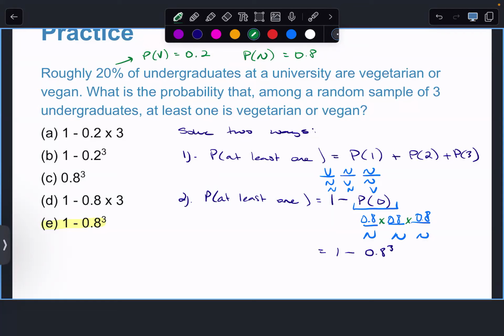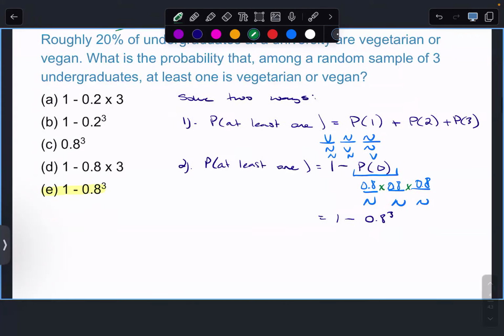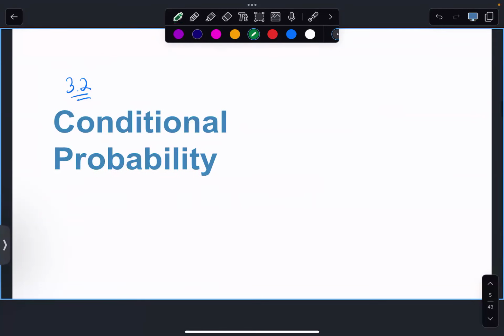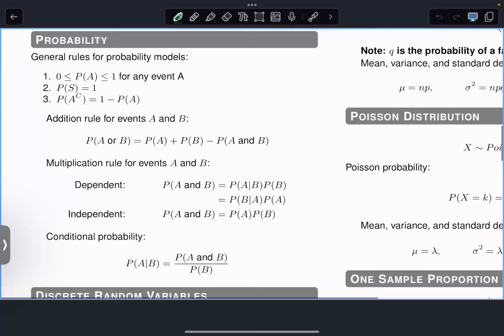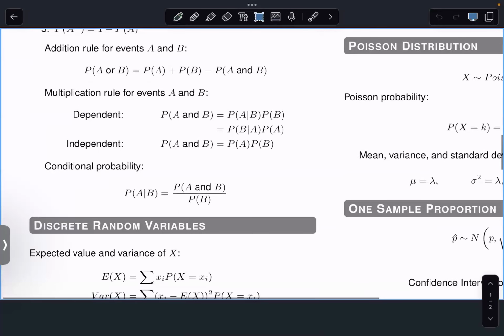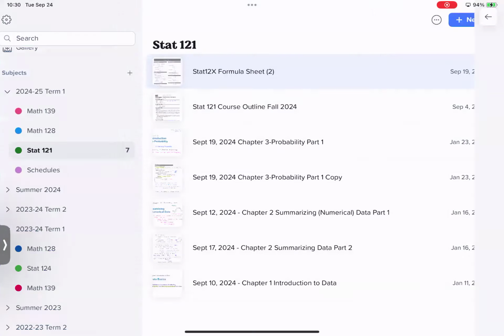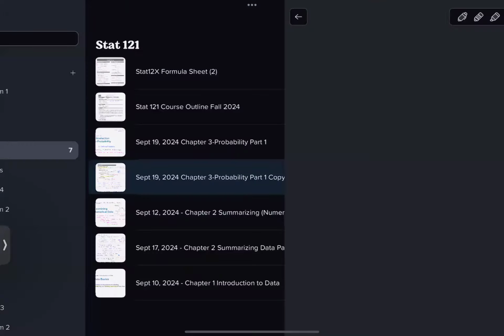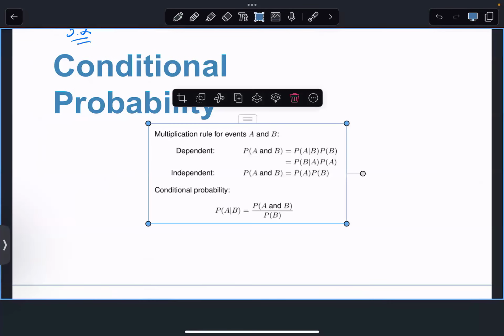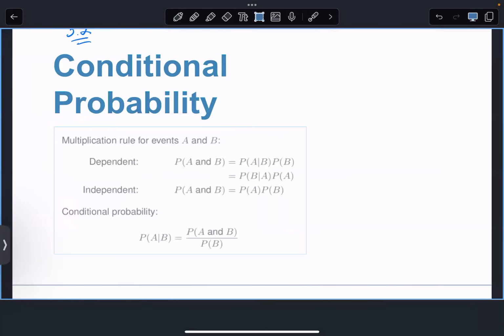Any other questions? Then I think we're ready for conditional probability, which is the next section. Okay, so like I said, I'm gonna snag this part of our formula sheet, and we're gonna whittle it down to nothing. And I'll show you that you only need really one line here.